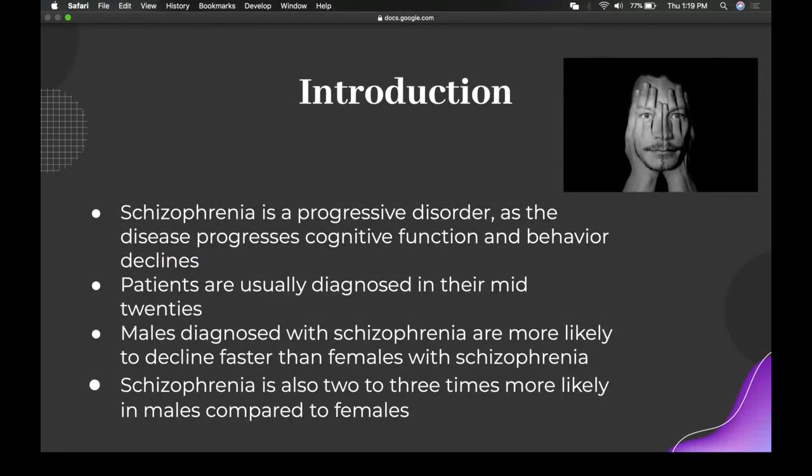So, schizophrenia is a progressive disorder. As the disease progresses, cognitive function and behavior decline. Patients are usually diagnosed in their mid-20s, and it happens more in males than females, so they are more likely to decline faster than females with schizophrenia. So schizophrenia is also 2 to 3 times more common in males compared to females, which is just what I said.